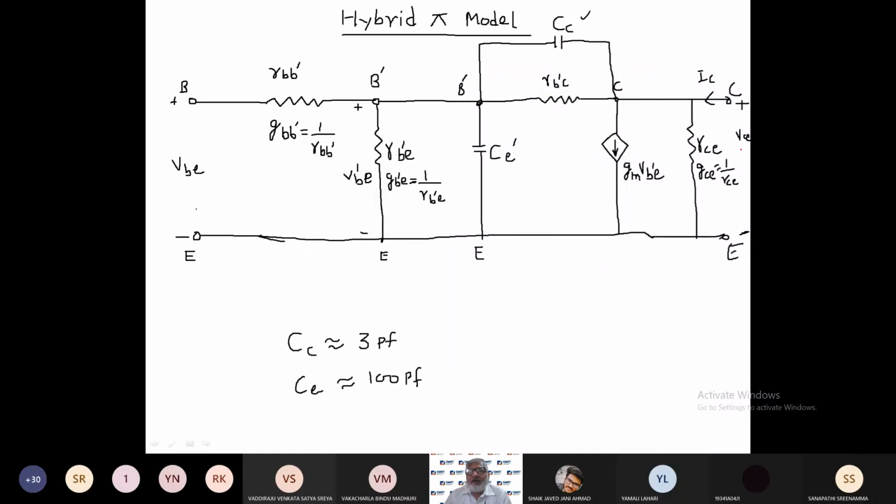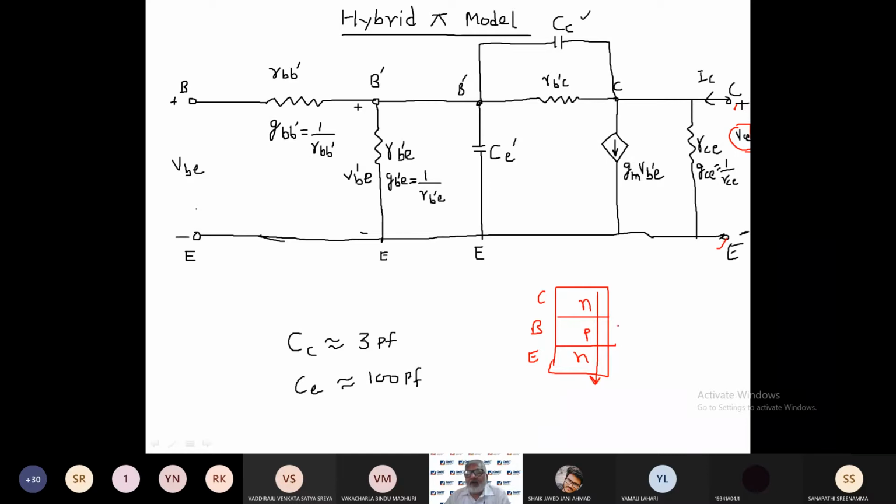Now at the output side, you can find voltage VCE, the voltage between collector and emitter. This voltage is mentioned here with the positive terminal at the collector side and negative at the emitter side. Suppose this is your transistor, NPN, with collector, base, emitter. So current is basically flowing in this way, from collector to emitter.